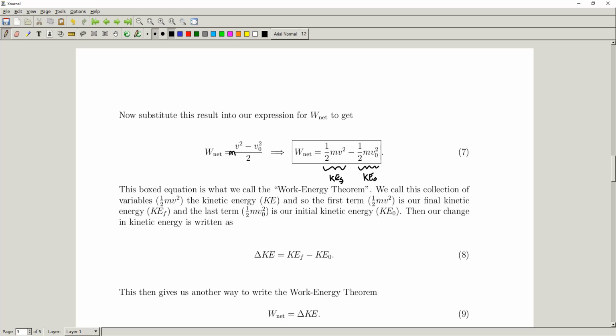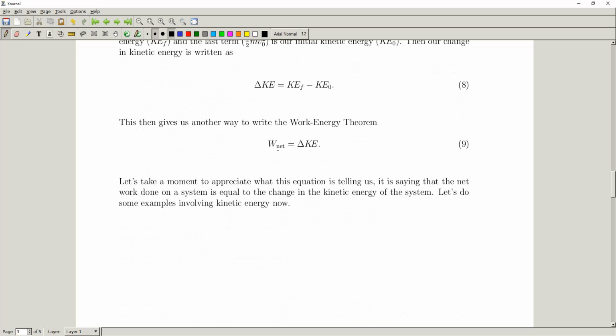or kinetic energy initial, we can then write the change in kinetic energy as follows here. We have our final kinetic energy minus our initial kinetic energy, and this gives us another way, a sort of even cleaner way of writing our work energy theorem, and we have that down here. So we have the net work done on the system is equal to the change in kinetic energy, okay?